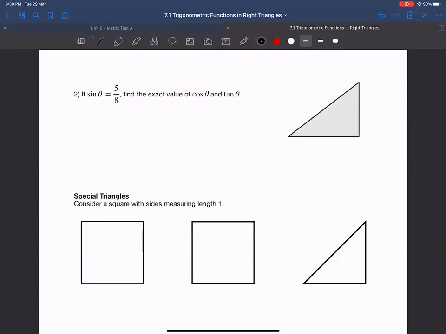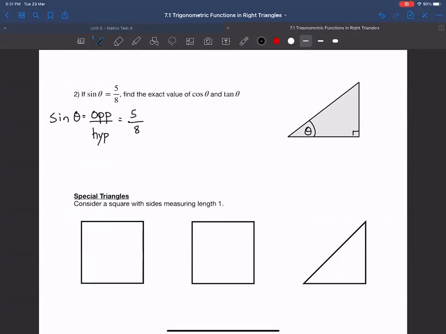Like so. So we can draw a triangle, and we'll just note that it is a right angle. And we can pick any side we want to be theta. So for example, I'll pick this angle here, theta. What we've been told here is that my sine of theta, and we know in general that my sine of theta is my opposite divided by my hypotenuse, is equal to 5/8.